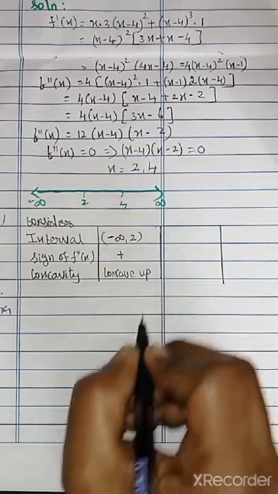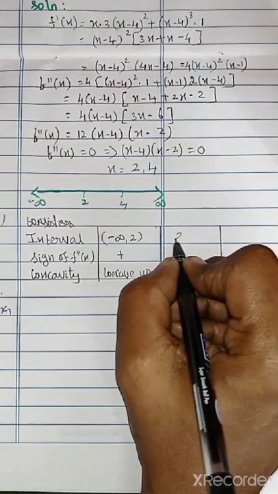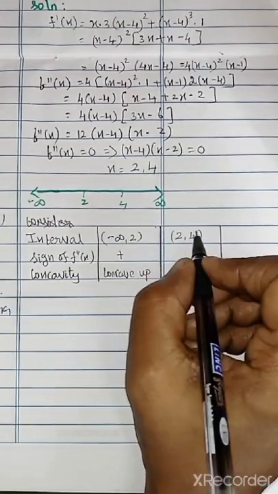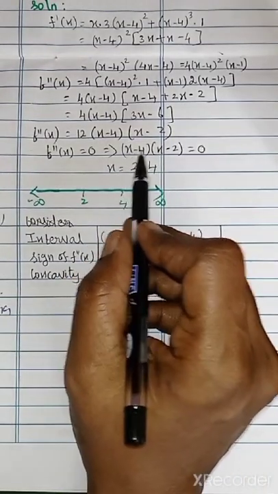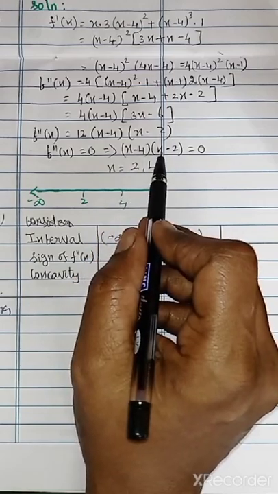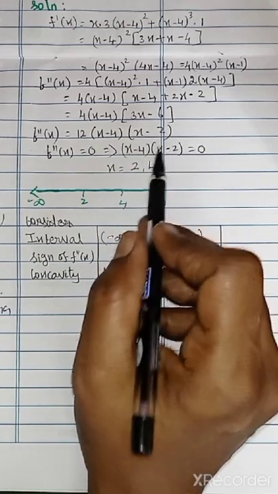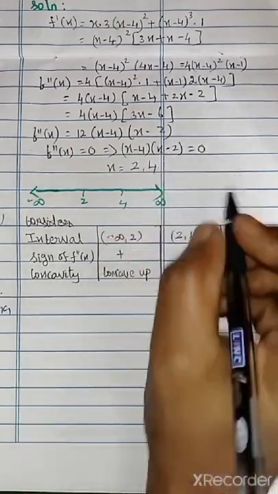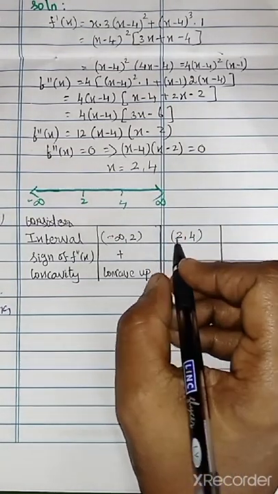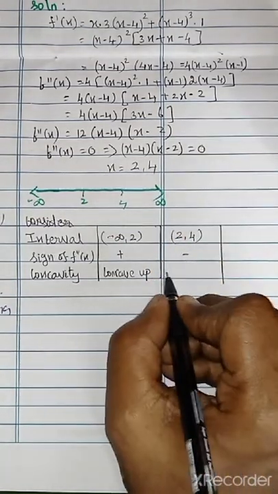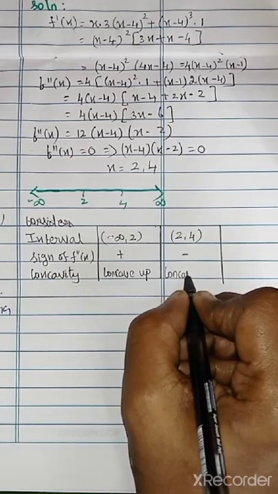up. Correct? Next, 2 to 4. In 2 to 4, we can take 3. If you substitute 3 here, 3 minus 4 is minus 1, and 3 minus 2 is 1. Plus into minus is minus. Correct? So we are getting minus, that is concave down.